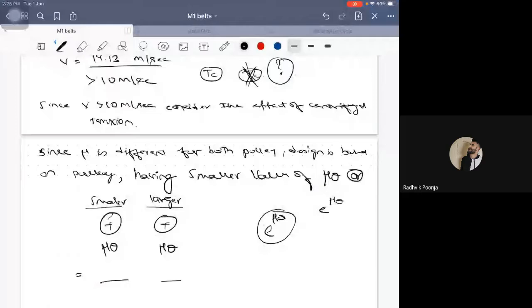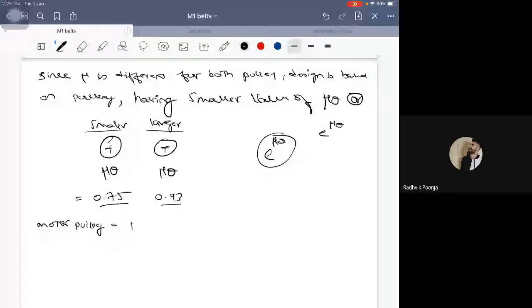Okay, 0.75 and 0.93. Out of which the smaller value is for the smaller pulley, so we'll consider that. For the motor pulley, 0.3 into 0.25, so the value would be 0.75.